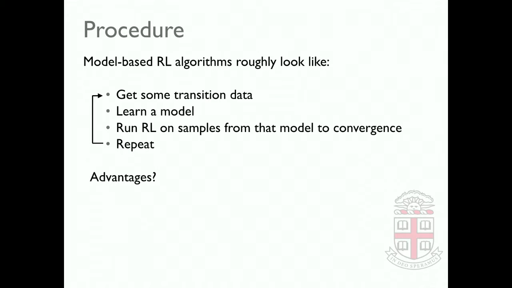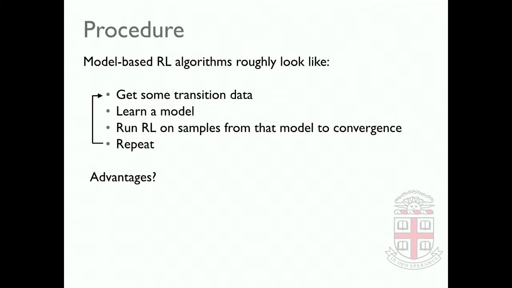Okay. So the procedure, once you've learned this model, is to say, get some transition data from the real world, learn a model that uses that transition data, run reinforcement learning on samples from that model in your head, generate samples from that model until you've converged, and then go out and get some more data. Okay.